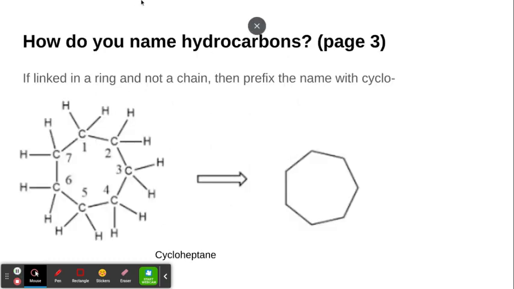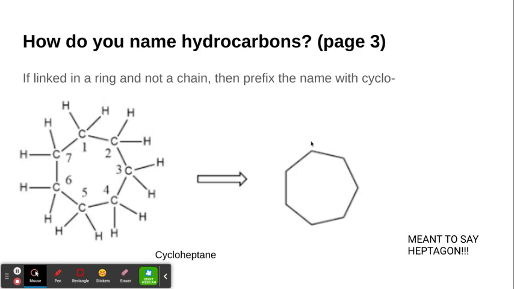And finally, one more rule. If you have a hydrocarbon that's linked in a ring instead of a chain like we've been seeing, you're going to prefix that name with cyclo. As you can see here, these are obviously linked in a ring and not a chain. So it's going to be cycloheptane: heptane because there are 7 carbons, and "ane" because there are only single bonds between them. And the cyclo is there because, like I said, it's a ring. You can also see it like this, just like this octagon.